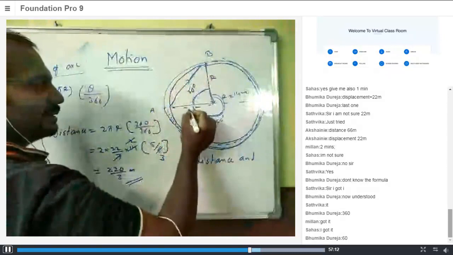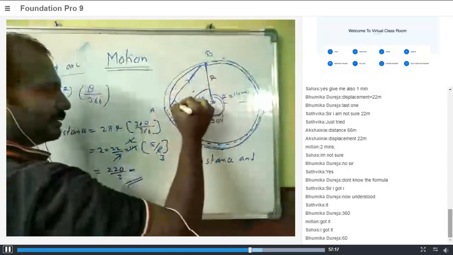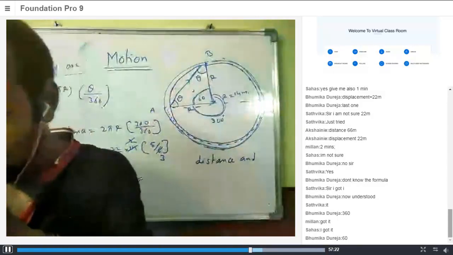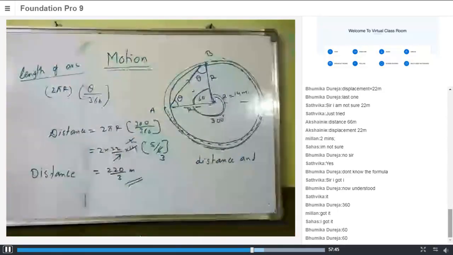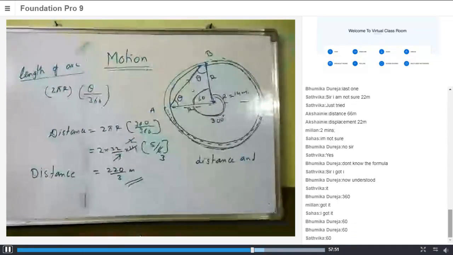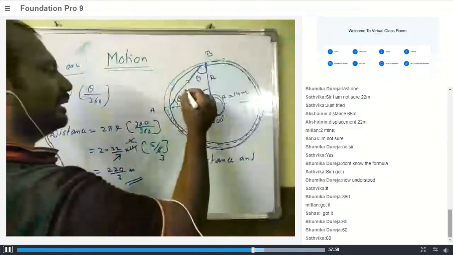This is the radius, and this is the radius. If this is 60 degrees, what are the other two angles? Yes, that's 60 degrees. So this would be 60 degrees and this would be 60 degrees.